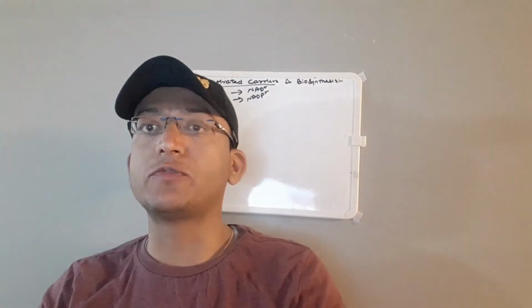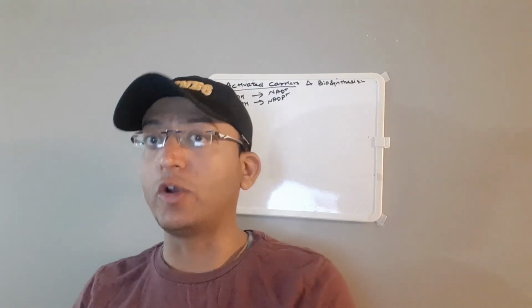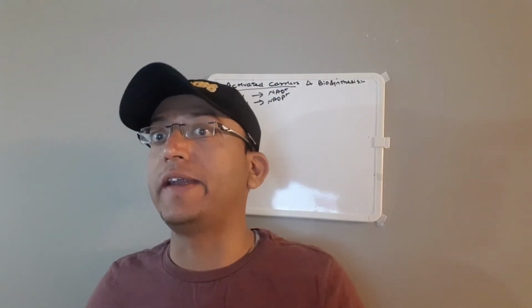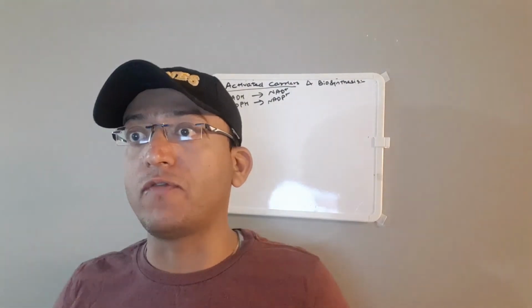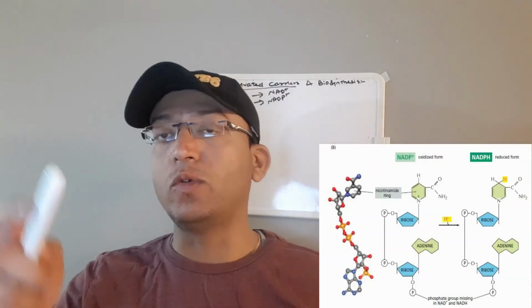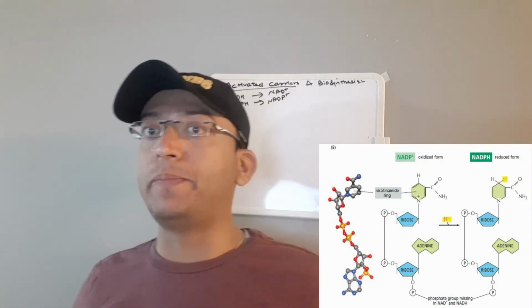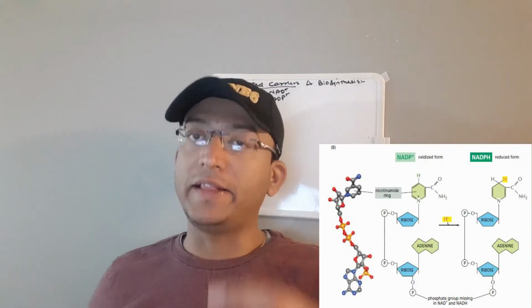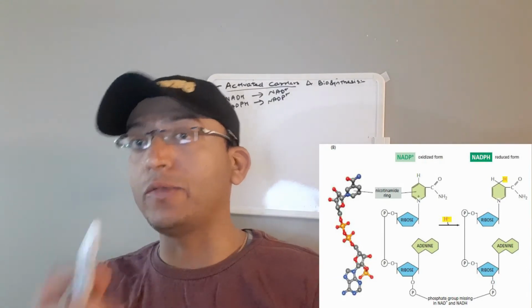Alright, so what is the difference between the NADPH and the NADH? That's nicotinamide adenine dinucleotide phosphate and nicotinamide adenine dinucleotide. So what's the difference? It's just a single phosphate group. As you can see in this picture, which shows the diagram of NADP plus and NADPH, there is a phosphate group at the end. That's the difference. The NADH does not have that phosphate group.